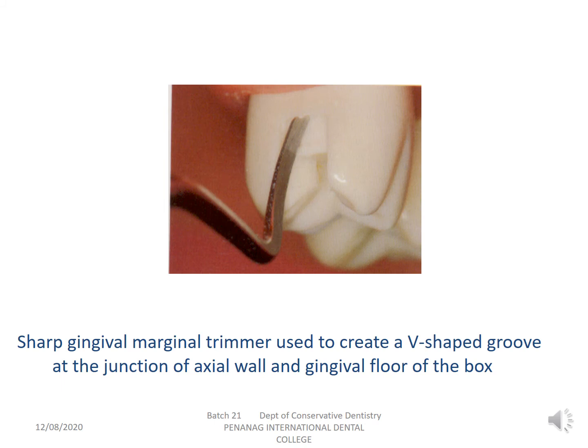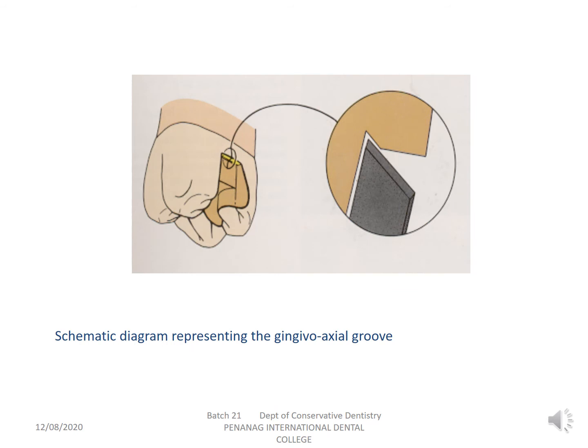A sharp gingival marginal trimmer can be used to create a V-shaped groove at the junction of the axial as well as gingival floor of the box. This provides extra retention for the restoration. This is how a V-shaped gingival groove looks like at the junction of the pulpal and the gingival wall.